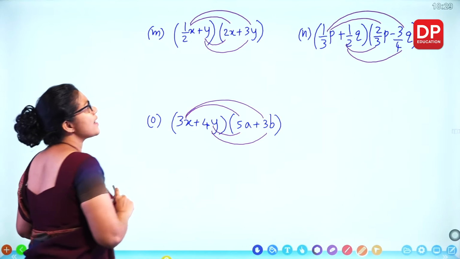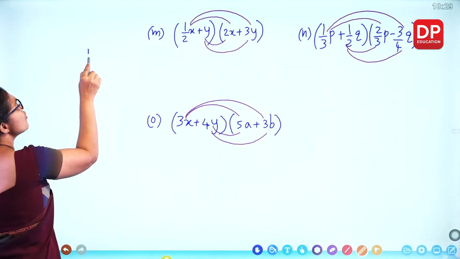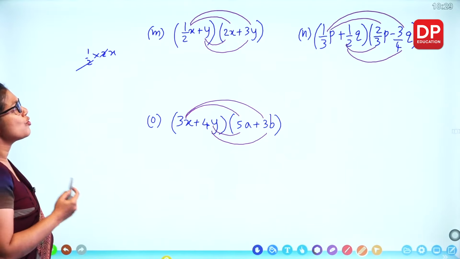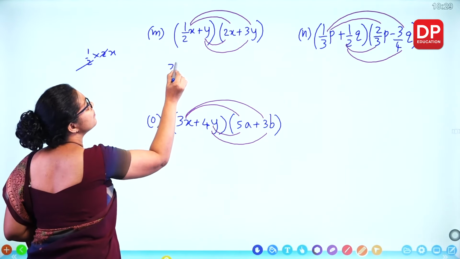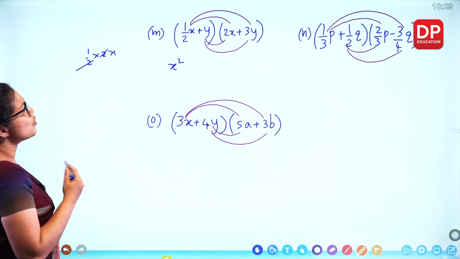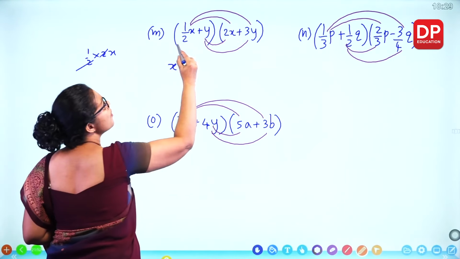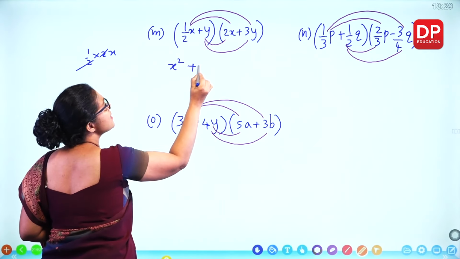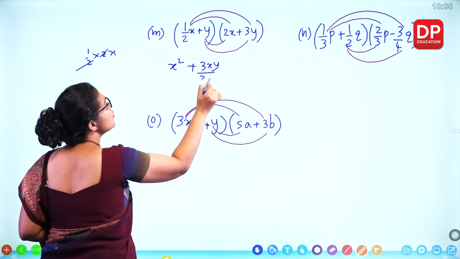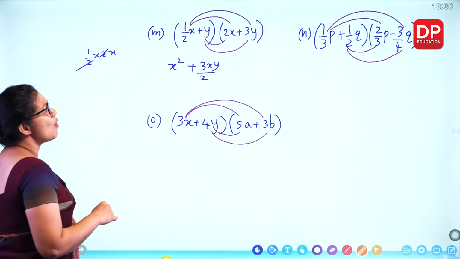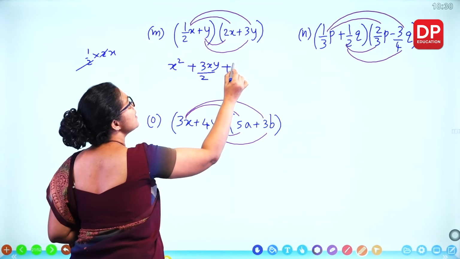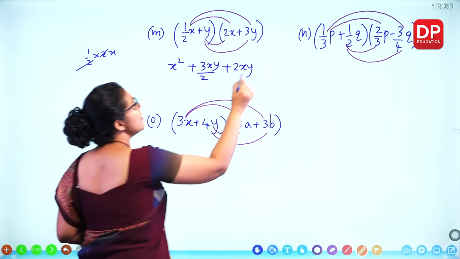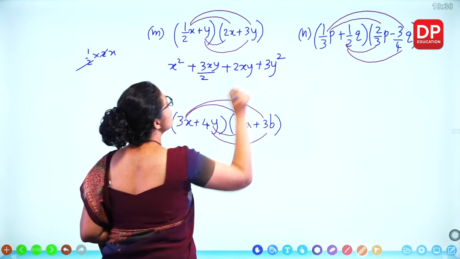Half x into 2x. So what is half x into 2x? We can see 2 and 2 get cancelled out. So you will get x squared. Half x into 3y. So there's no number here with 2 to get cancelled out. So you can write plus 3xy divided by 2. What's the third term? y times 2x. So you will get 2xy. What's the last term? y times 3y. You will end up with 3y squared.